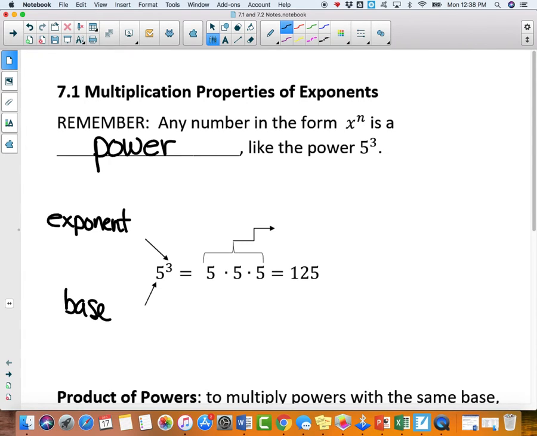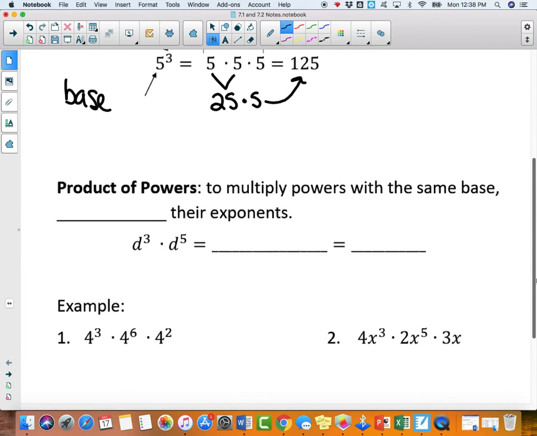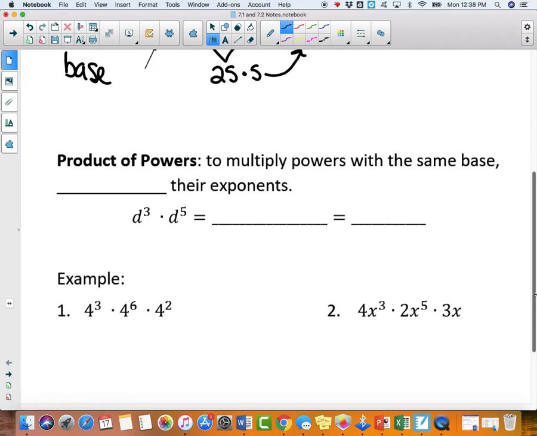So 5 to the third power can be expanded to 5 times 5 times 5. We write it as an exponent, but it actually equals 125, because 5 times 5 is 25, times 5 more is 125. Now there are several properties that follow exponent rules. One of them is the product of powers.